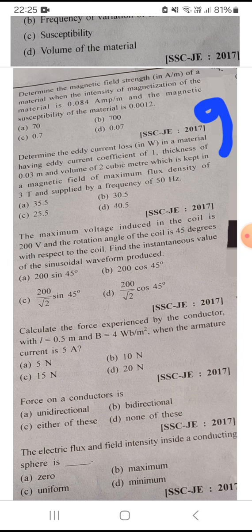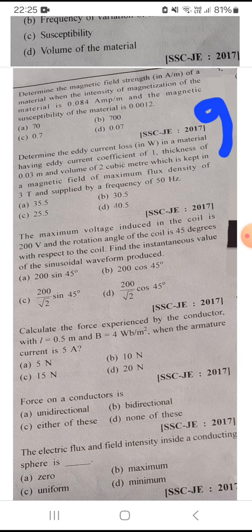So we know that the magnetic susceptibility equal to I by H. Therefore 0.0012 is equal to 0.084 divided by H. So we have that H is equal to 70 ampere per meter.